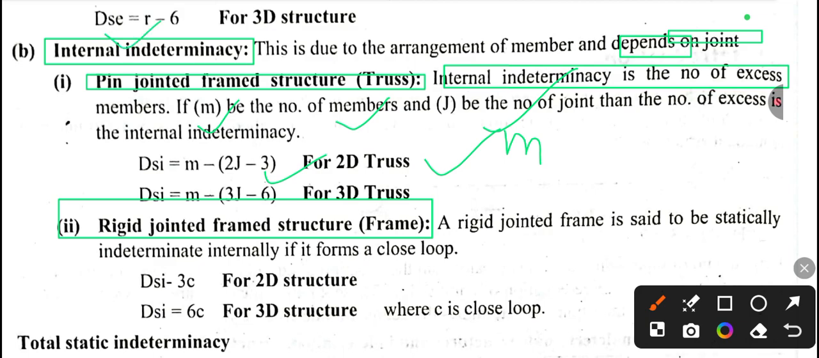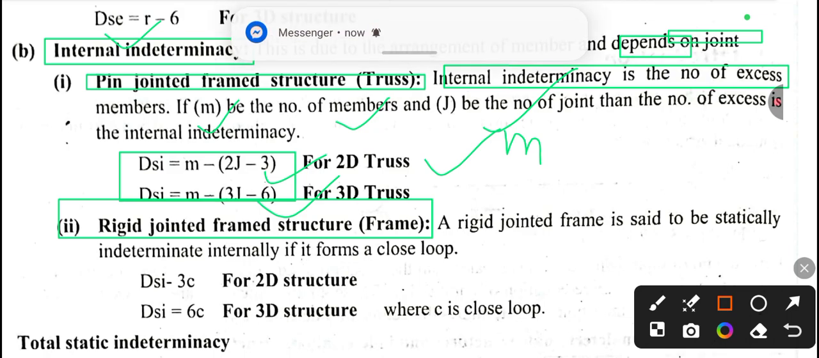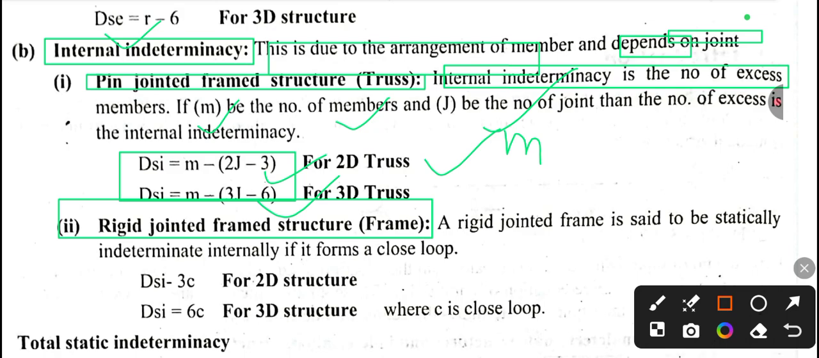This was DSE. So DSE means external, and DSI means internal. So m minus 2j minus 3 is for the 2D truss and m minus 3j minus 6 is for the 3D truss. Because we have already seen for 2D r minus 3, so 2j minus 3, and r minus 6, so 3j minus 6. So DSI can be calculated with this. You need to remember these two formulas, m minus 2j minus 3 and m minus 3j minus 6. So this is about 2D and 3D truss.